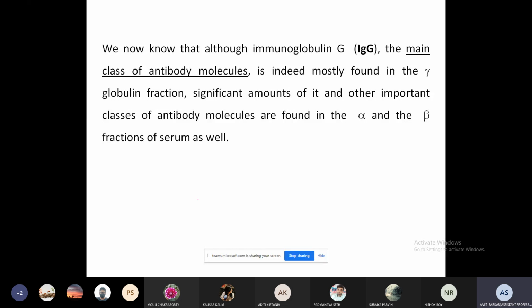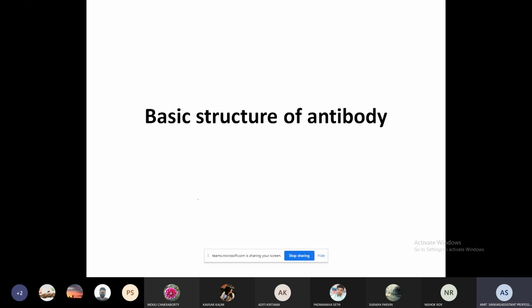Thanks to the Tiselius and Kabat experiment, we found that the gamma globulin fraction is the main thing. So now we will talk about the structure of the antibody, whether it has a fixed or specific structure, or whether there are any peculiarities. So what are the basics? Actually, the structure of an antibody is quite complex in nature, so we will not go into that. We will stick to some basic features of the antibody molecule.